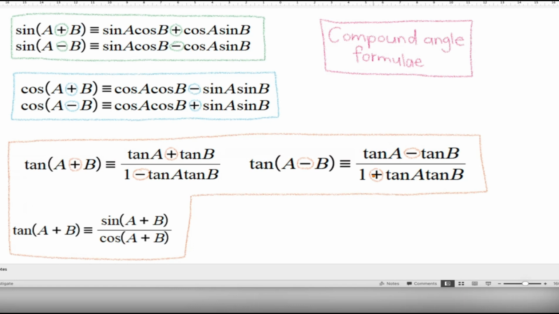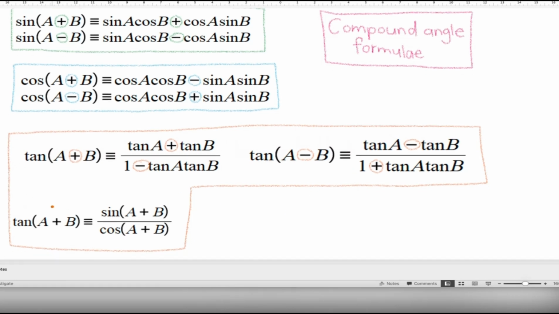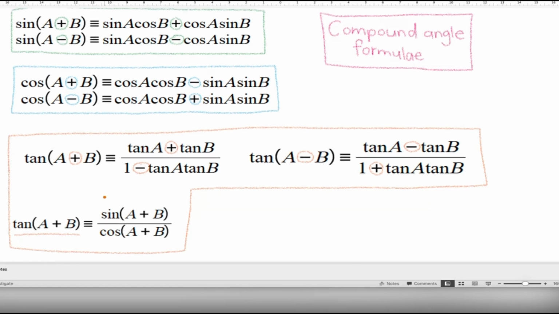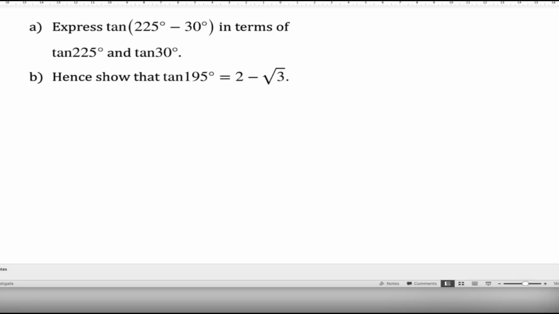Okay, now you can actually derive the tan identity by writing the tangent of A plus B is identically equal to the sine of A plus B divided by the cosine of A plus B, dividing the numerator and denominator by cosine A multiplied by cosine B. Okay, so what we are going to do now, I hope that you guys have written down all of these formulae. Let's have a look at some example questions.